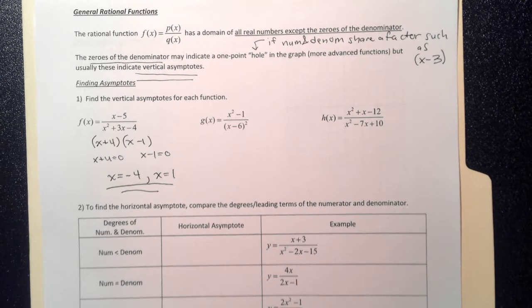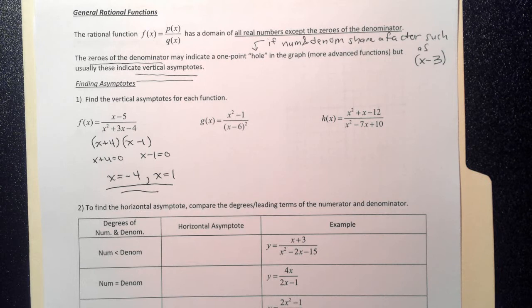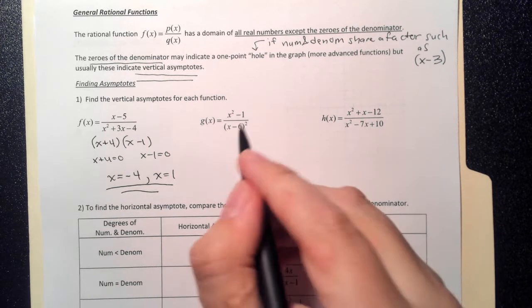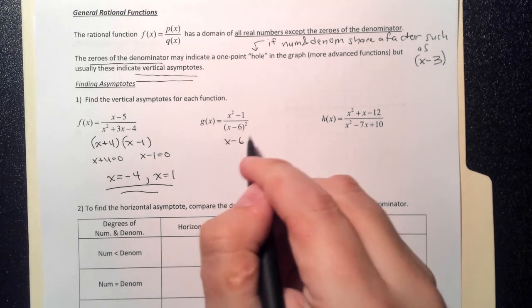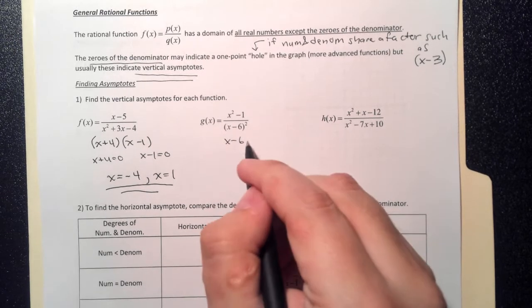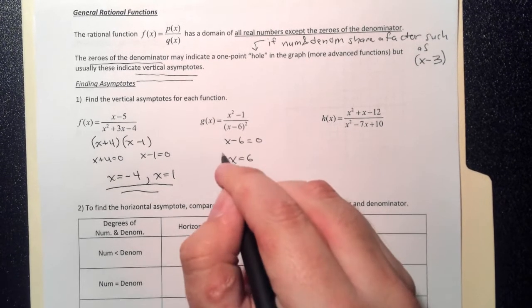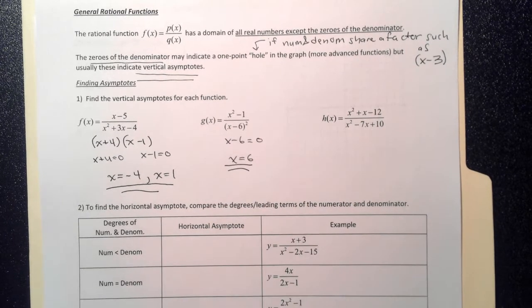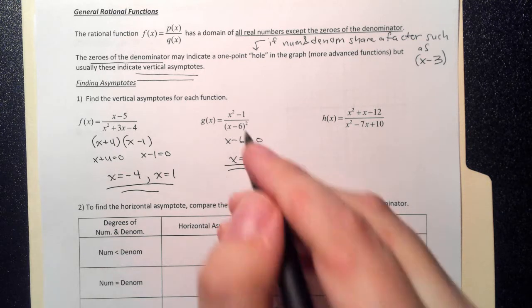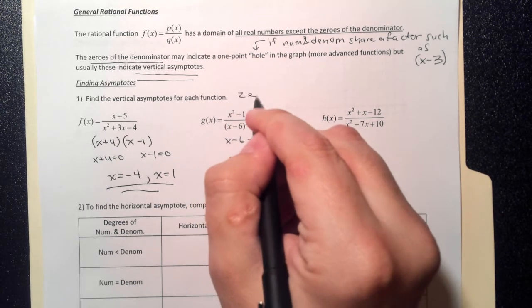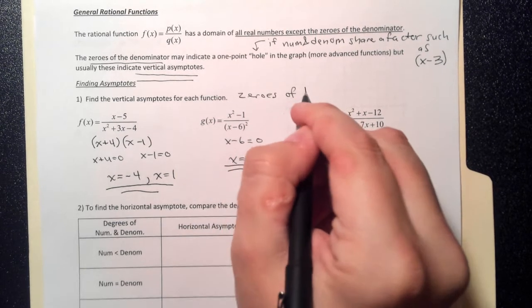How about the next example right here? X squared minus 1 over x minus 6 squared. So x minus 6 is the lone factor. It's squared, but it is still a single factor. So my vertical asymptote is simply going to be x equals 6. All right. Last one looks way more complicated, but again, when I'm determining the vertical asymptotes, I'm thinking about zeros of the denominator.